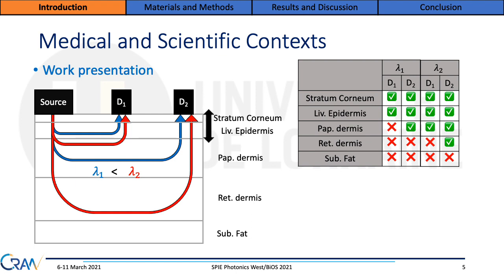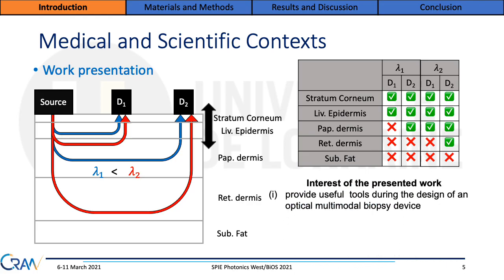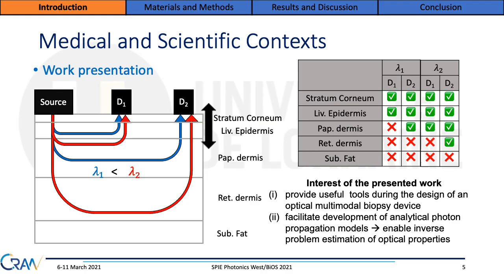Considering that the thickness of the epidermis, made of stratum corneum and living epidermis, varies significantly with body location, this study has to be led for several epidermal thicknesses. That's why the results presented here can provide useful tools during the design of an optical biopsy device, and secondly, they can facilitate the development of a photon propagation model that enables inverse estimation of relevant optical parameters from in vivo spatially resolved diffuse reflectance spectra.